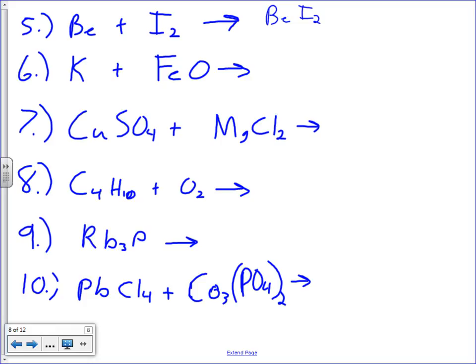How many people are done 6? Okay, so let's have a look at 6 as well. What kind of reaction is 6? Single replacement. I've got a metal by itself reacting with an ionic compound. So potassium is going to switch places with iron. Now, potassium is going to end up with oxygen, and iron is going to wind up alone. Any special elements produced there?